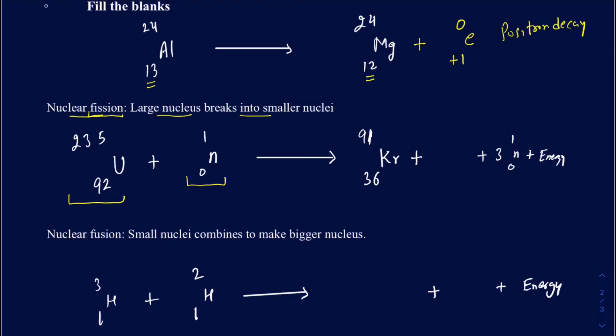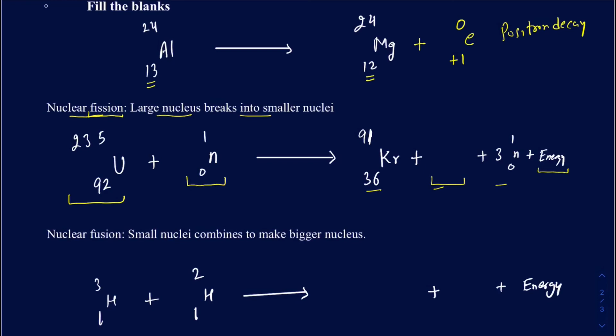Now, when that happens, it's going to break into two smaller or maybe more than two nuclei, and it's going to produce a lot of energy that could be used in a bad way or also in a good way. Now, when you're trying to figure out what's going to be the other particle here, all you really got to do is just balance out your atomic numbers and your mass numbers.